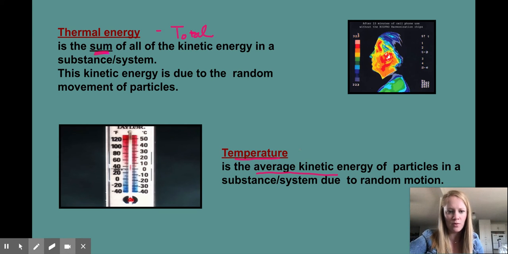I do not know what's happening with my camera right now. Okay.